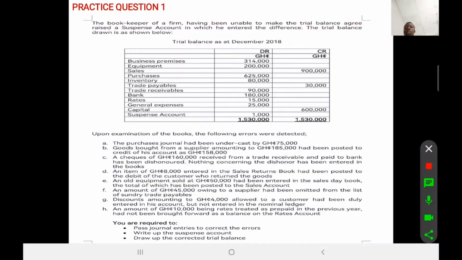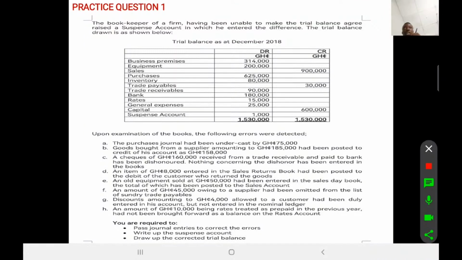Realize that we receive a check of 160,000 from a debtor that we supplied goods to on credit, and this debtor paid us with a check. The idea is that any time a business receives a check, it first needs to send the check to the bank, so that the bank can clear the check and then make payment to the business's account. And this is what happened.